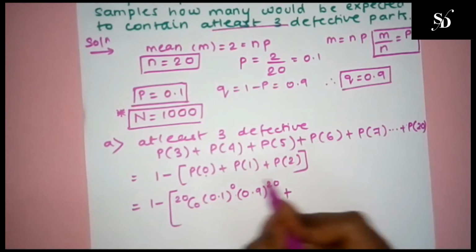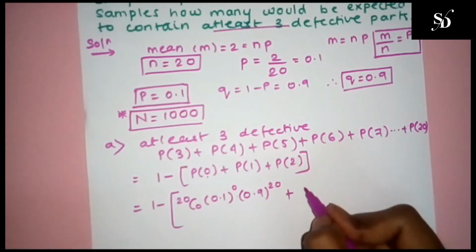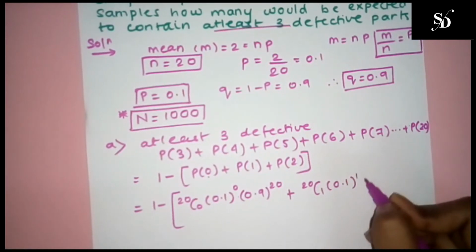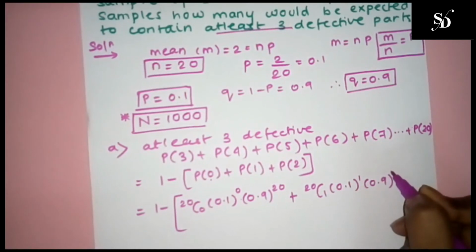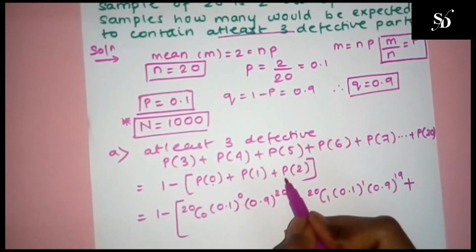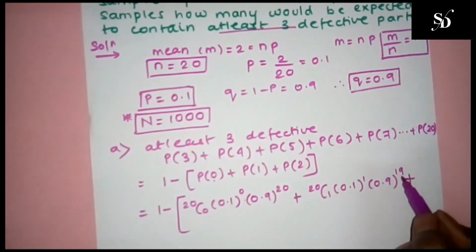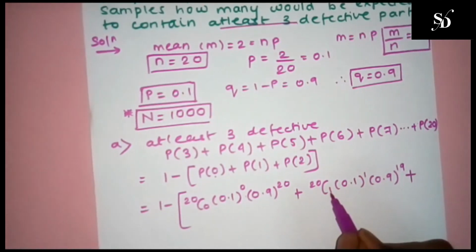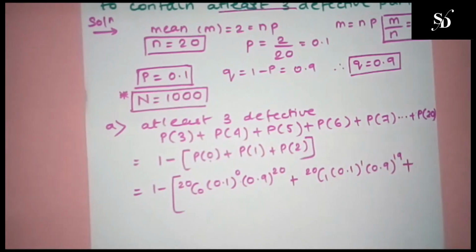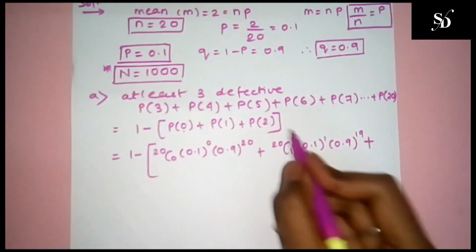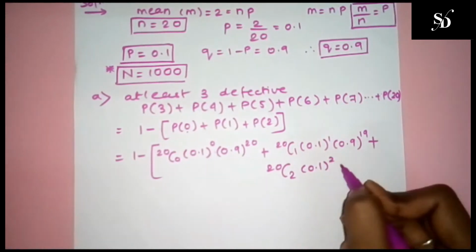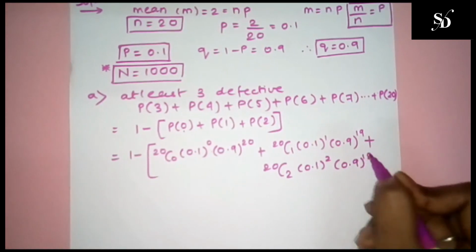Now plus, for P of 1, it will be 20C1, 0.1 raised to 1, 0.9 raised to 19, plus. Now 19, how? Because 20 minus 1 will be 19. In the previous video I've explained the formula for binomial distribution. So now we'll do for P of 2. It will be 20C2, 0.1 raised to 2, 0.9 raised to 18.